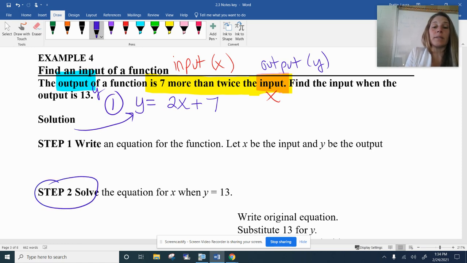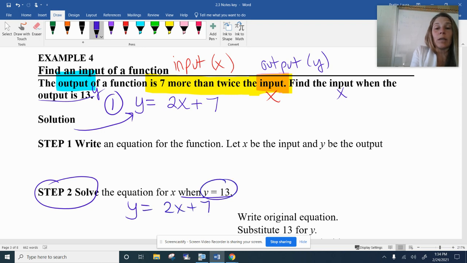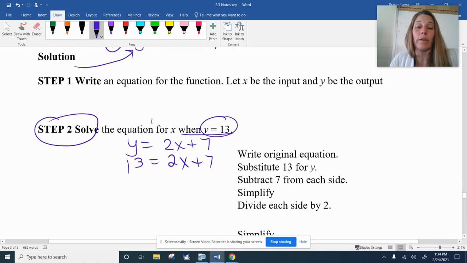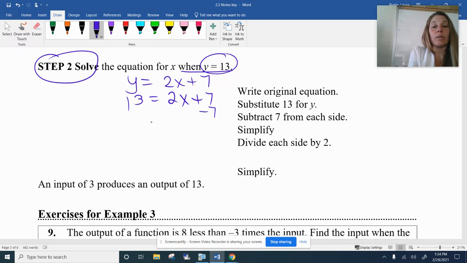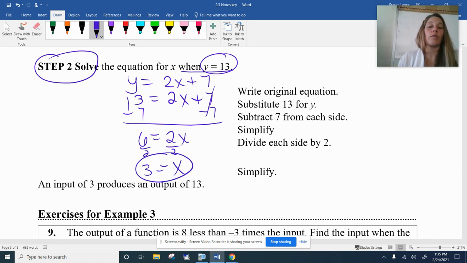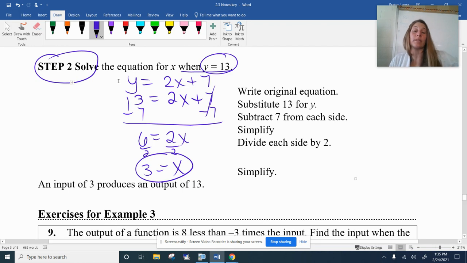Now, step 2 is going to be solve it for when y equals 13 because it says find the input, so find the x when the output is 13, when the y is 13. So all we're going to do is substitute in. So I have my equation y equals 2x plus 7. I'm going to substitute in the 13 for the y, and now I'm going to solve it. So I'm going to solve it same way we've been doing, subtracting the 7. Dividing by the 2, we get x equals 3. So an input of 3 would produce an output of 13. So if we were doing an input-output table.